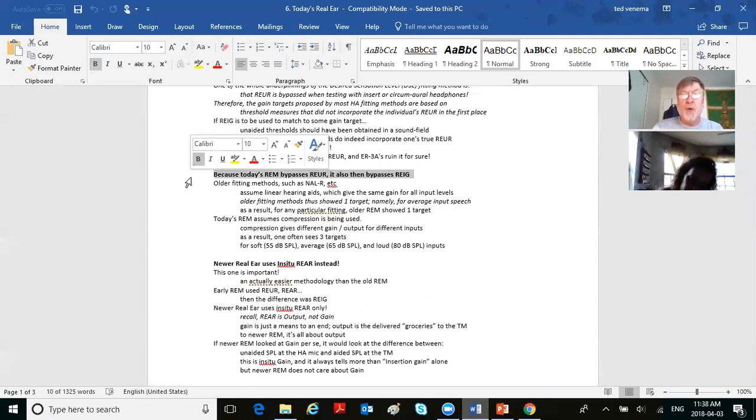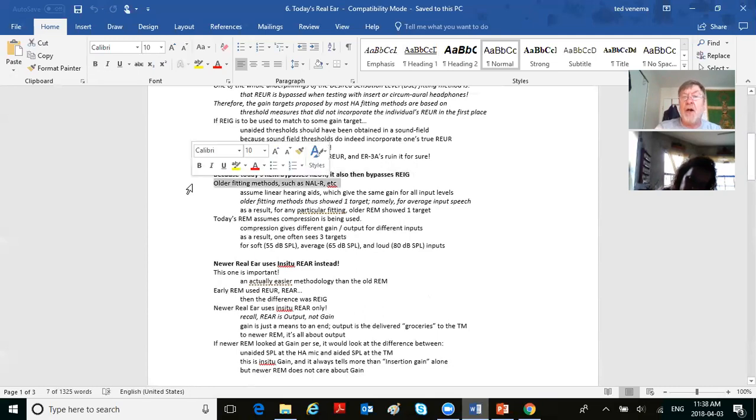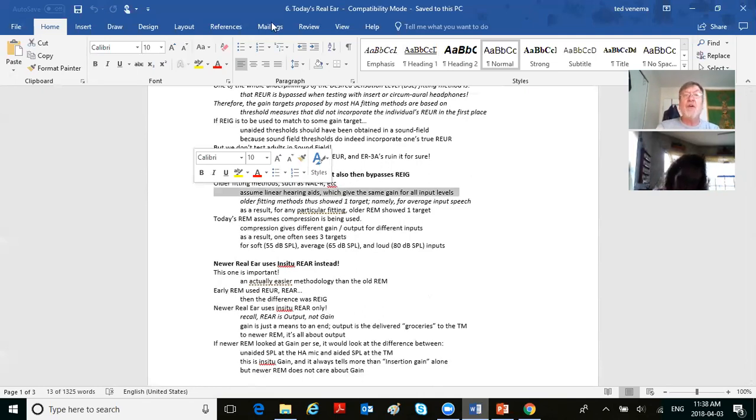Today's real ear. Older fitting methods assume linear hearing aids. Now, I would put a star and underline that puppy as well. When you're talking the old, always think linear, okay? When you're thinking new, think compression. Old fitting methods were based on linear hearing aids. Old real ear was based on linear hearing aids. Today's methods, compression. Today's real ear assumes compression as well. New fitting methods, compression. New real ear, compression.